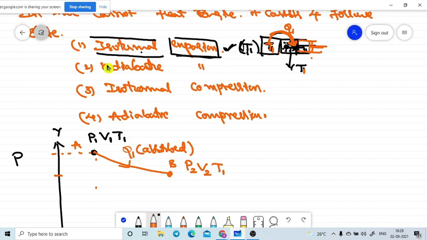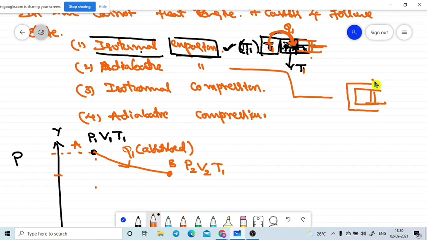Adiabatic means we need to do this process at a constant thermal energy. That means we should not allow heat energy to flow from the surroundings to the system. To block the flow of heat energy from the surroundings to the system, the cylinder must be covered with the insulating part.